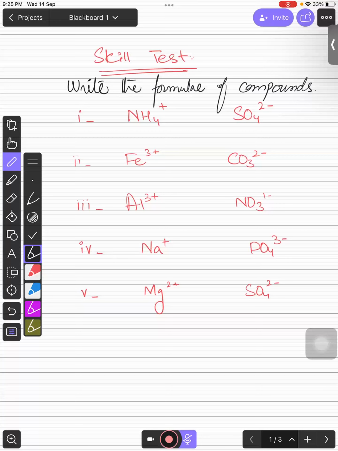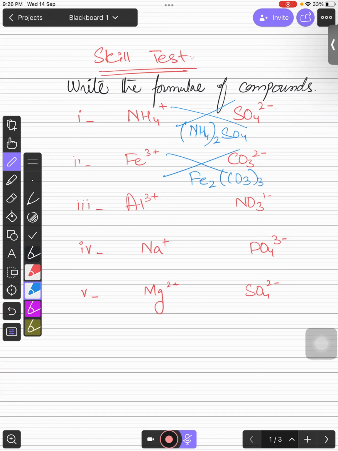Okay, very good. So I'm writing over here on the screen. You can check this. These formulae are like you need to cross multiply the numbers, right? Only numbers. So this is (NH4)2SO4, right? And this is also cross multiplication.